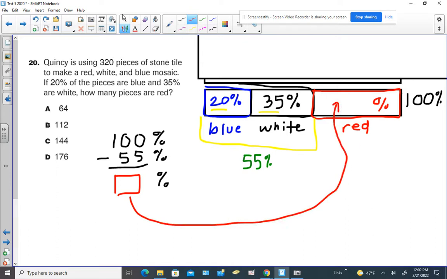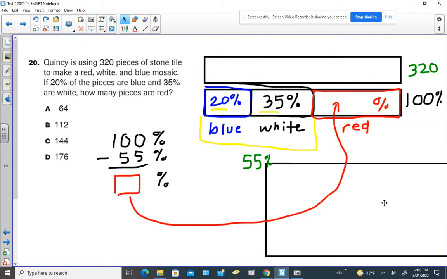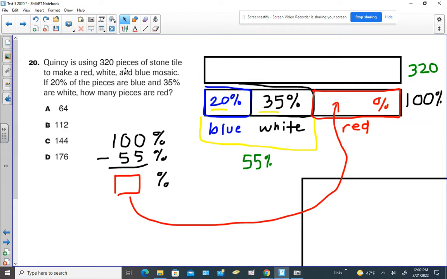All right, now let's decide what it is that they really want. It says how many pieces are red. We're going to have a number of pieces that will be blue, a number of pieces that will be white, and a number of pieces that will be red. And if we add all those pieces together, it would give us 320. Now, we do have the all of it number.